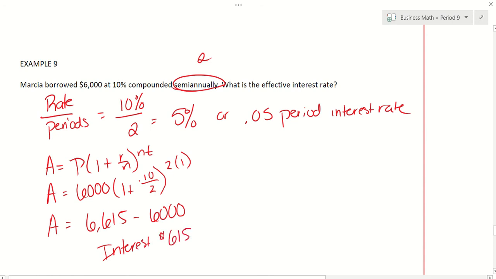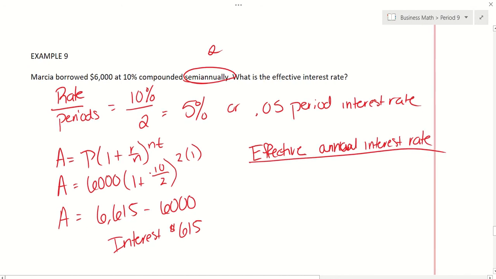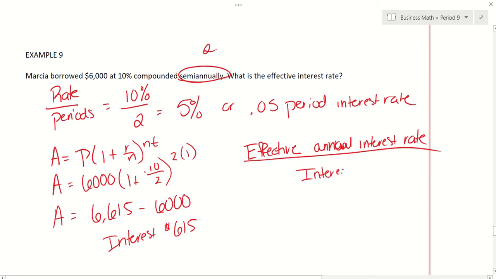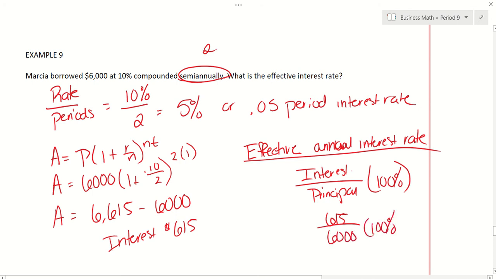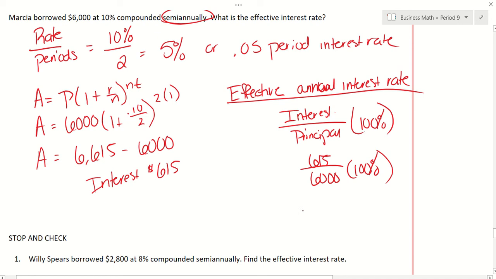Why do we need this? To find the effective annual interest rate, we must put the interest over the principal times 100%. In this case, interest of $615 over principal of $6,000. What does that end up giving us for a rate? 10.25%. Now, where do we go from that?